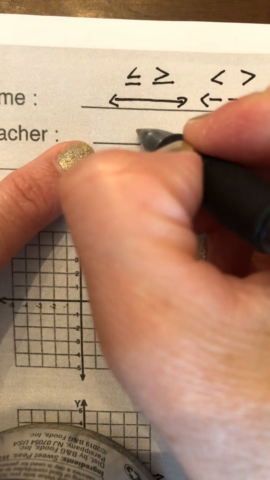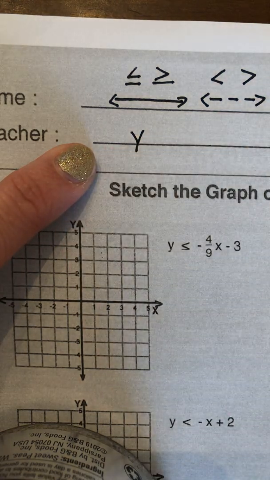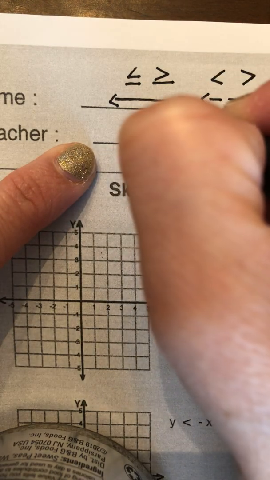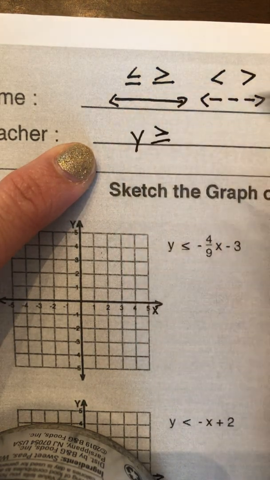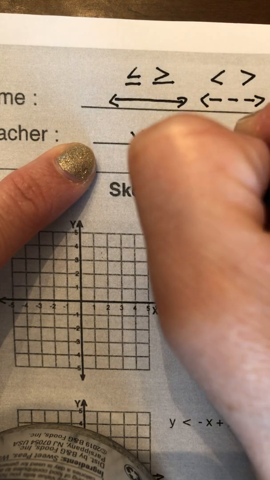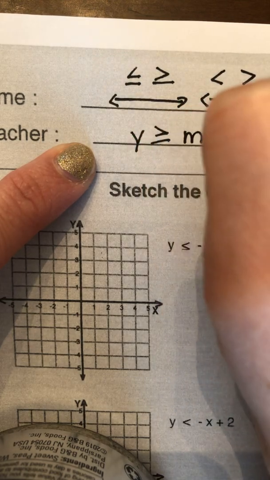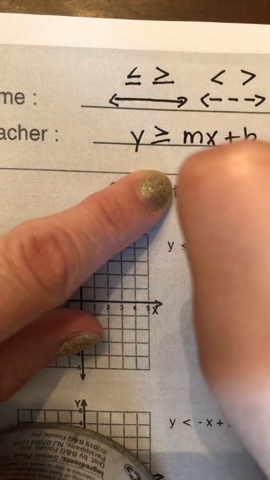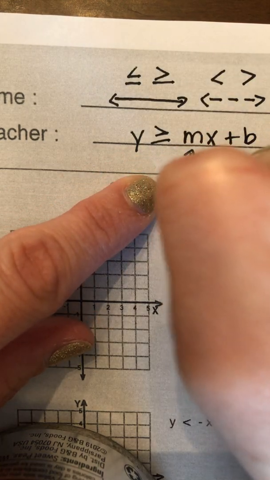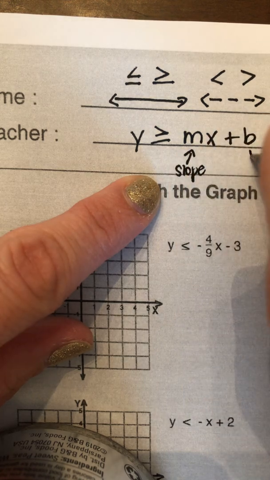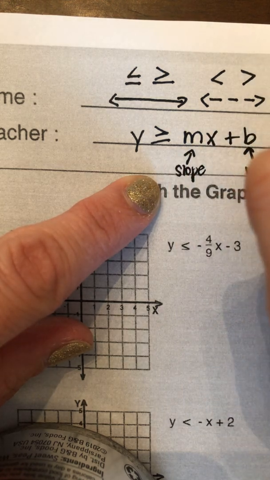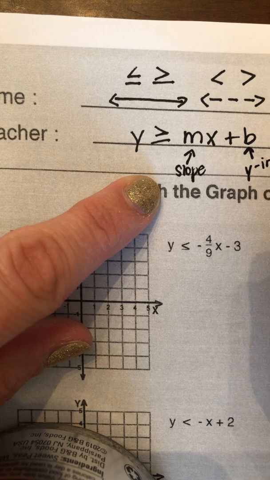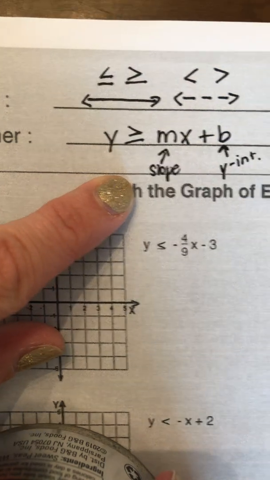Remember also that the equation should be set up like this: y, and then it's going to have your inequality sign. This is just an example. And then it's going to be mx plus b. So instead of having y equals, now we've got this as our slope, still the same information, just not an equal sign. So these are inequalities. So our y-intercept's still there in case you need to be reminded of that.